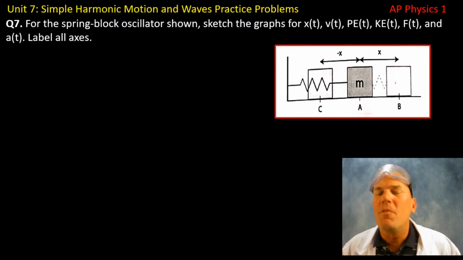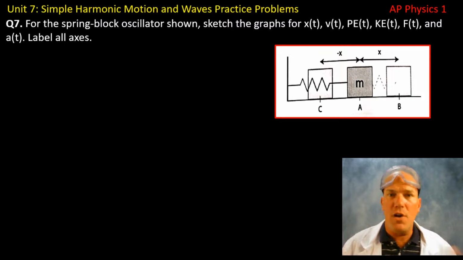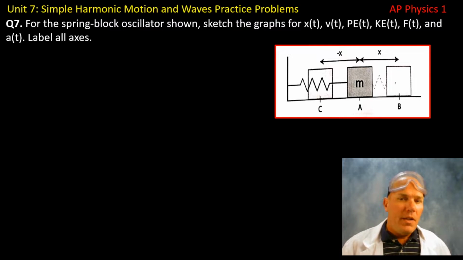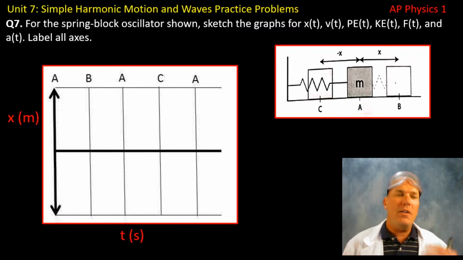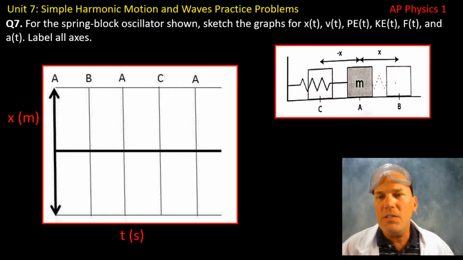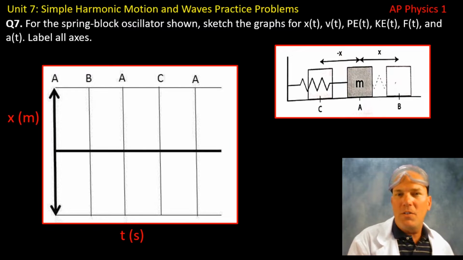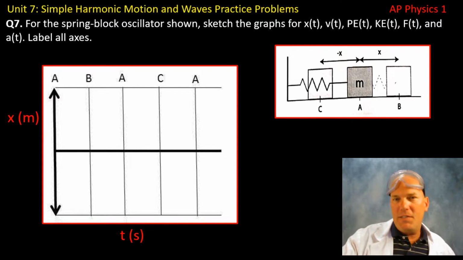Question 7. We have a spring block oscillator, and you're asked to do a number of sketches and to label axes. Our first graph is position as a function of time. Our units are going to be meters, and of course time will be in seconds. Look at the block. It starts at A, then it goes to B, then it goes back to A, and then ultimately to C. That is the direction of the oscillatory motion: A to B, and then to C.